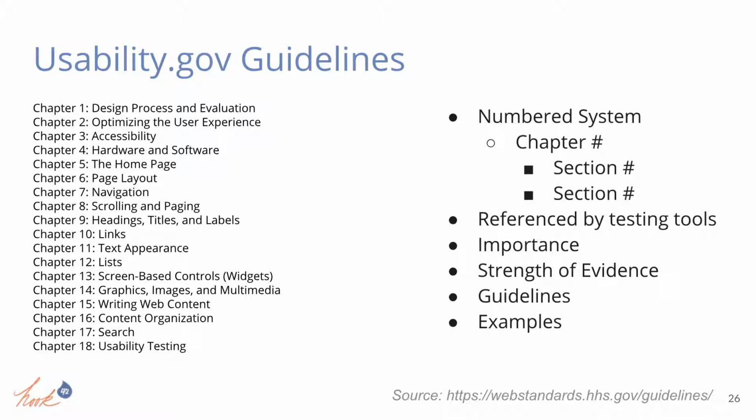And this is just a quick look at the usability.gov guidelines, because they have a number system with a chapter and a section number, so it looks very similar. And these are also referenced by testing tools. And they give guidelines and examples.